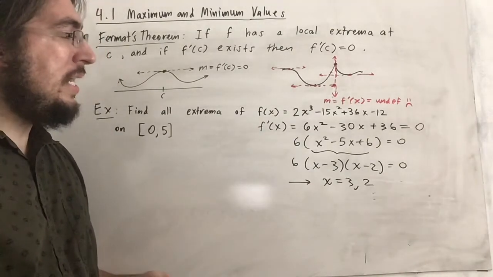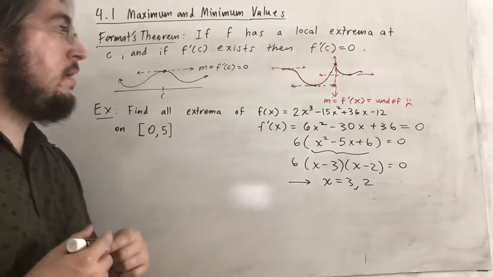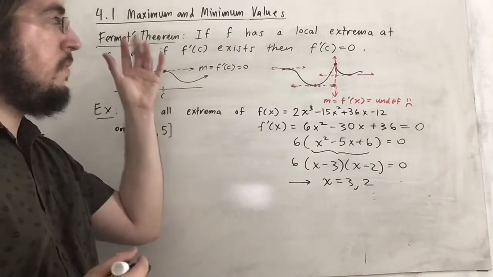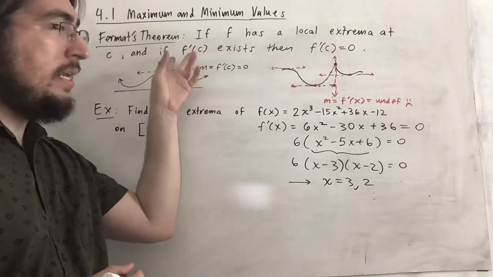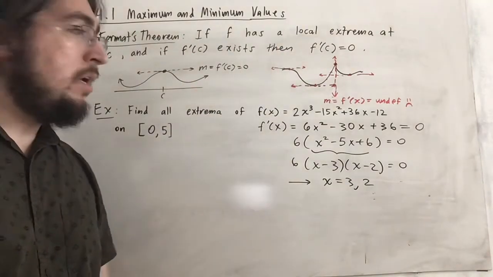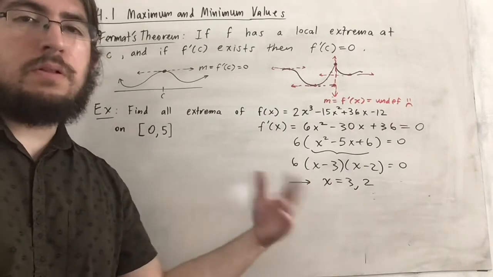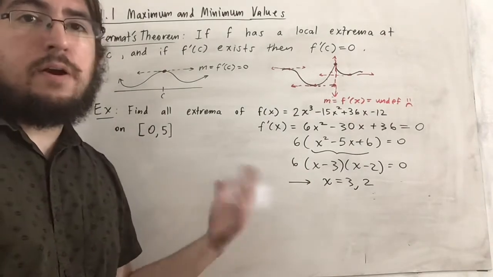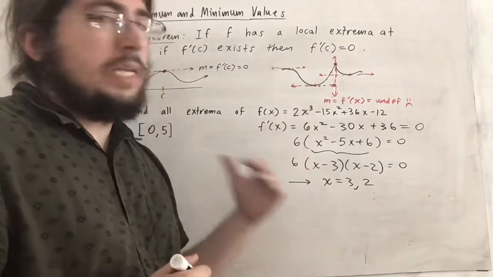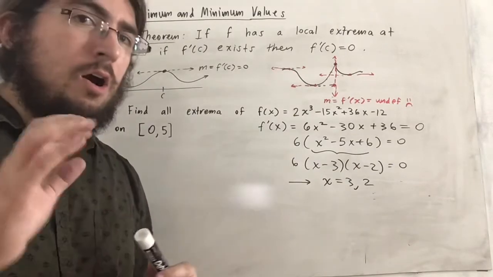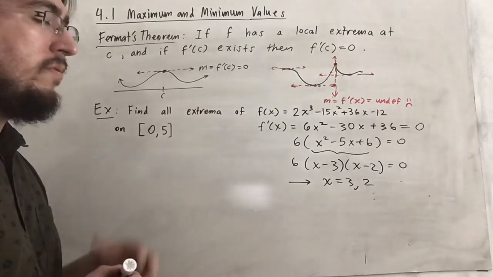It doesn't mean that they have to be maxes or mins. It's just where they can possibly occur. Because remember, the wording is very specific in Fermat's theorem. It says, if it has a local extrema at these points and its derivative exists, then its derivative must be 0. We don't know if a max or min is at these points. We just know these are possible x values where a max or min can occur. So now I'm going to plug these in to see what the actual values are. Also, I haven't yet considered the interval, because the problem said on this closed interval.